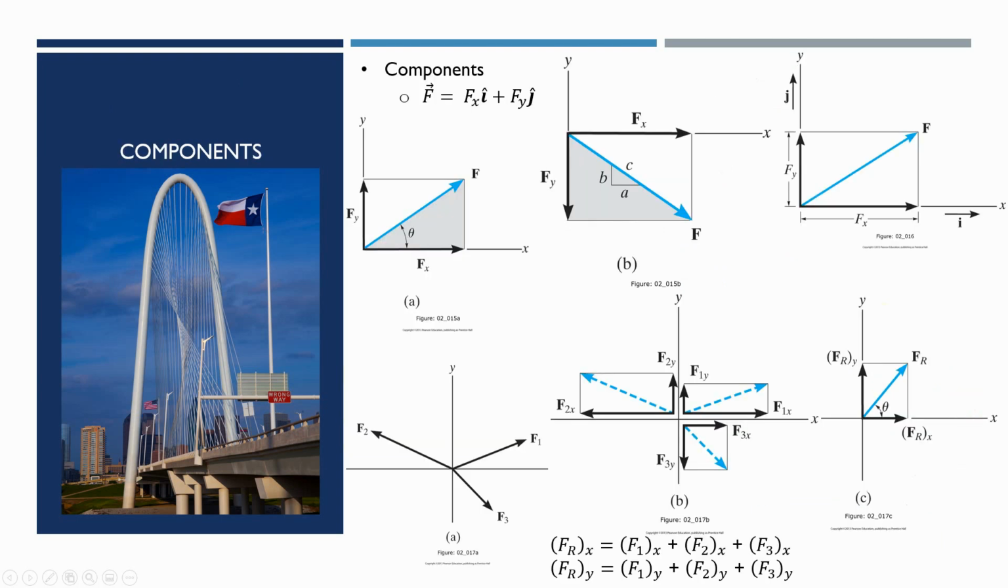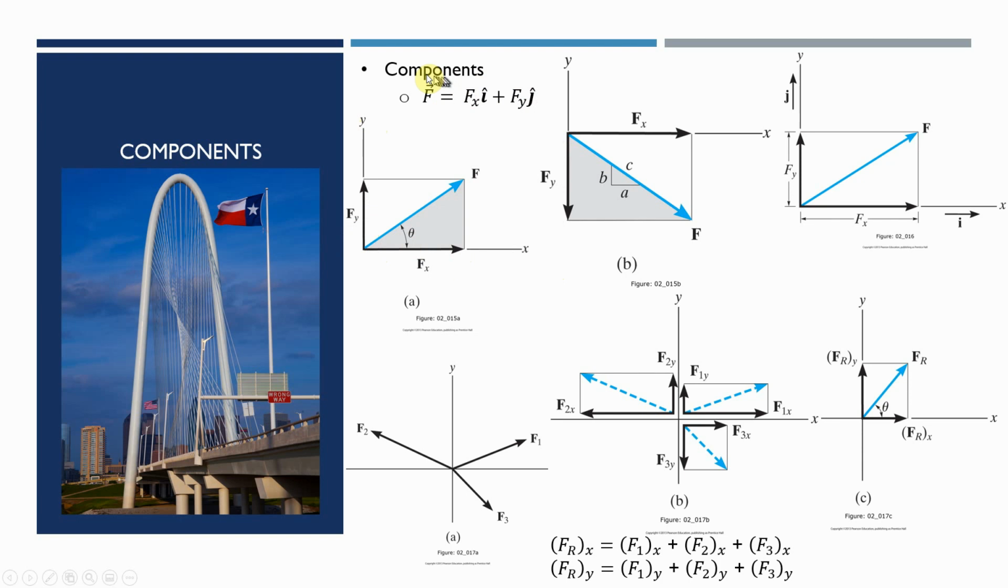Most people don't like that. Most people prefer this method. You break down vectors into components, into an x amount in the x direction times i hat. i hat is the unit vector along the x-axis. j hat is the unit vector along the y-axis.